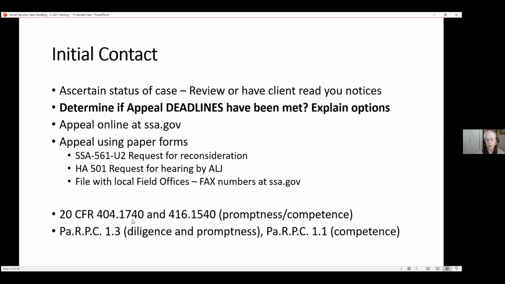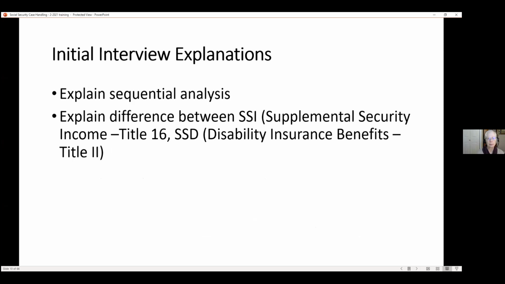The rules, the same rules I've been citing all along, are in the CFR. And also there are general rules of professional conduct 1.3 and 1.1, diligence and promptness, competence. Diligence and promptness, 1.3, talk specifically about missing statutes of limitations, missing the deadlines. So, an important initial thing: in the initial interview, you want to explain the sequential analysis.